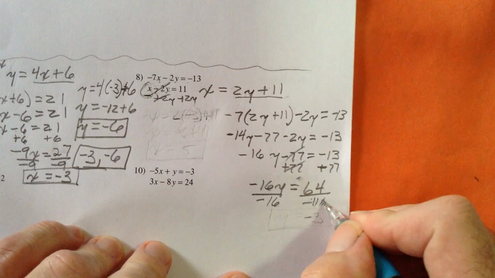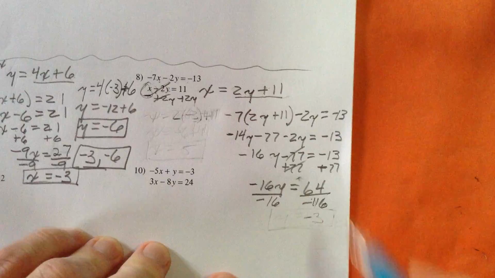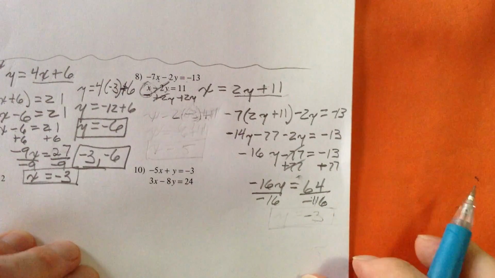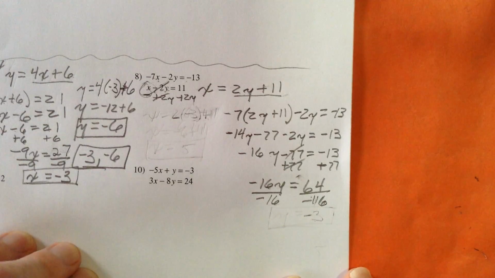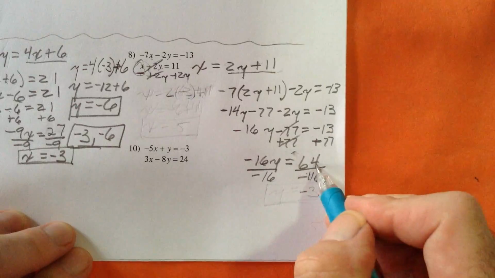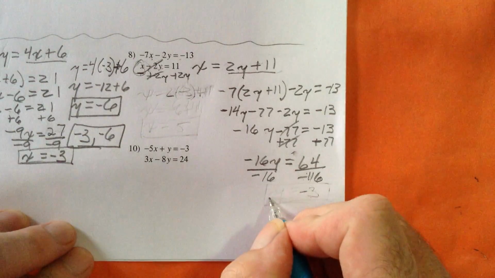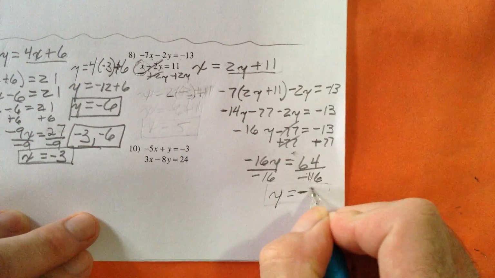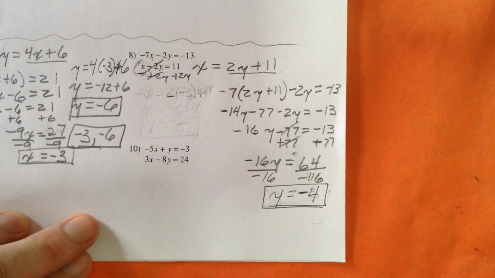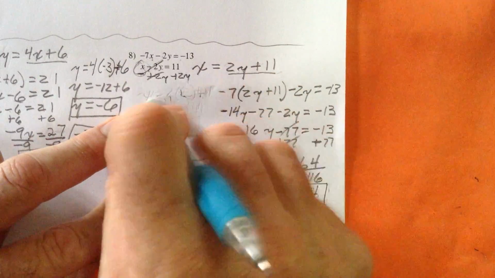So right here, 64 divided by negative 16 is not negative 3. It's going to be a positive 4 or a negative 4. You've got 64 divided by negative 16, so y equals negative 4. So y is going to end up being negative 4. Okay?